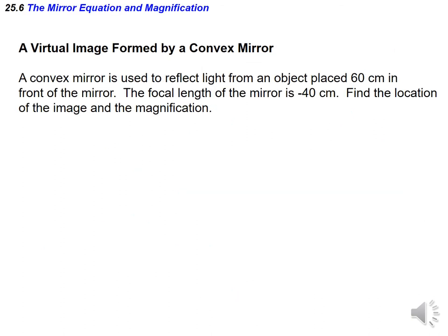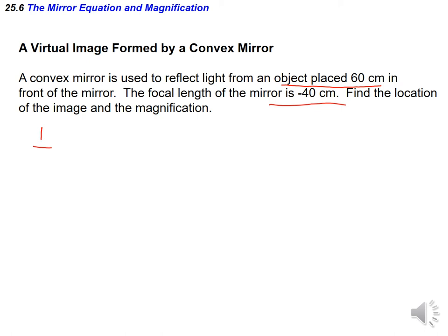So in this problem, we are dealing with a convex mirror. Again, the difference between a convex mirror and the concave mirror is the value of the focal length. For the convex mirror, the value of the focal length is negative. In this problem, we have the given distance of the object, 60 centimeters in front of the mirror. Focal length is also given, negative 40 centimeter. Again, that is negative 40 because we are dealing with a convex mirror. So find the location of the image and the magnification.